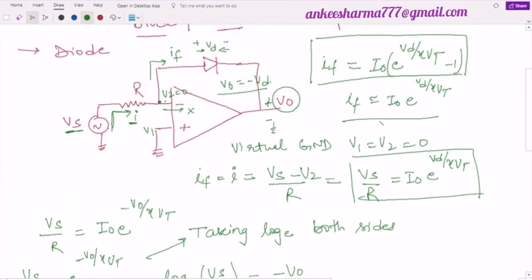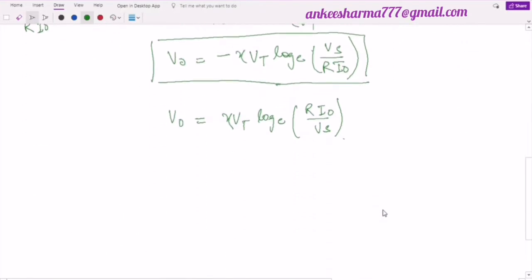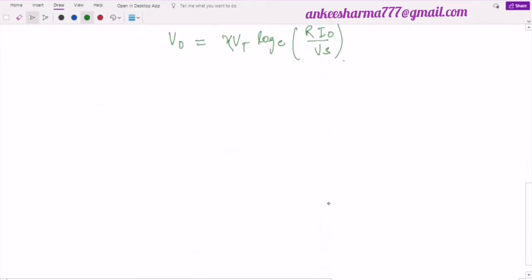Now in place of the diode, we can also have a transistor, because in the case of the transistor, we have the emitter current equal to the leakage current into e to the power VBE upon eta Vt. I will draw this diagram with the transistor, but I won't solve it. You can solve it by yourself. So with the transistor or with the BJT, we can have this logarithmic amplifier where in place of the diode, I will have my transistor. The rest of the circuitry will be the same.